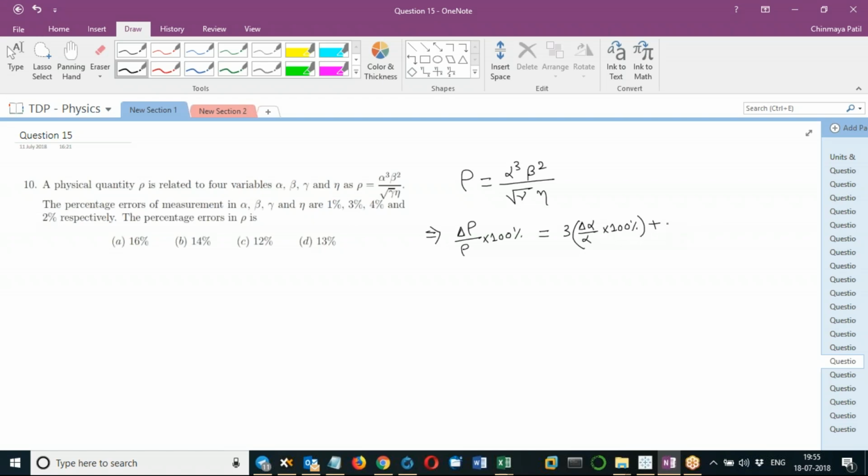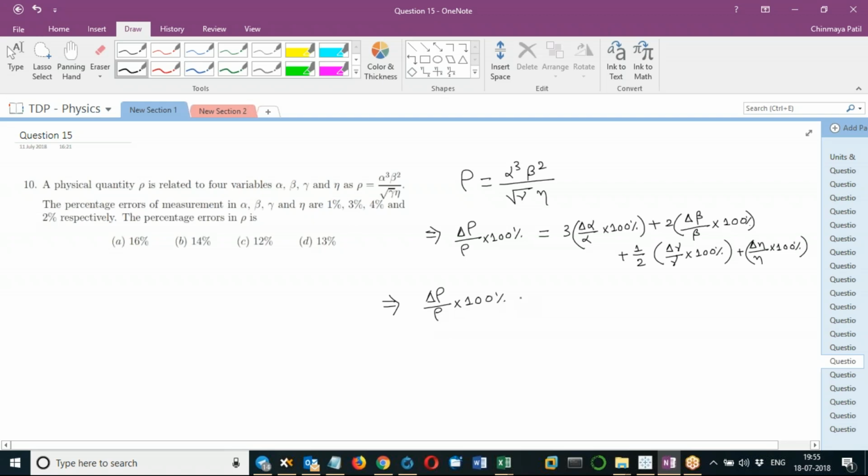plus 2 into delta beta by beta into 100% plus 1 by 2 into delta gamma by gamma into 100% plus delta eta divided by eta into 100%.